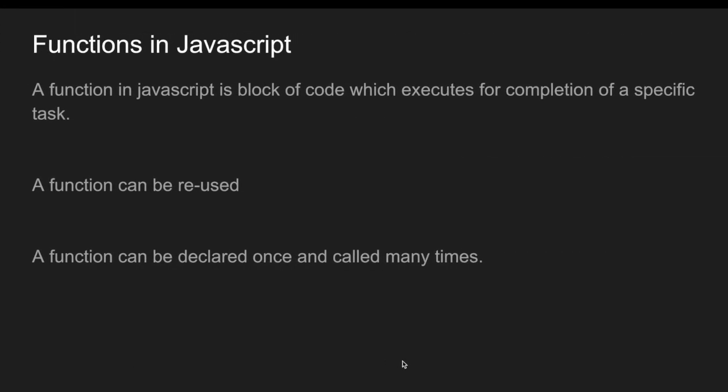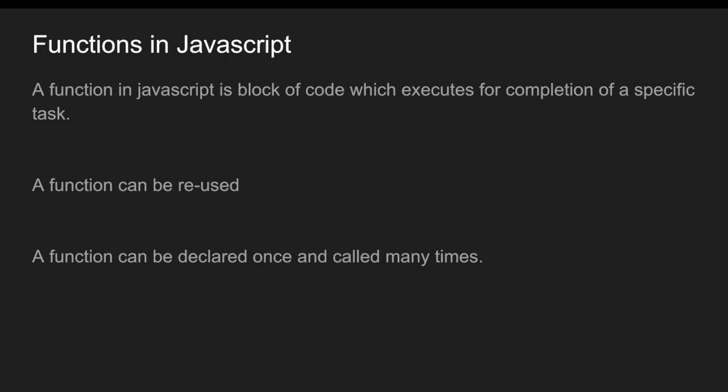A function is a JavaScript block of code which executes for the completion of a specific task. That means it has some statements, and each and every statement will be executed once that particular function is called. And a function can be reused. That means you write once and you can use many times. So that's how functions in JavaScript work. A function is something like doing a specific task. That's it. It is very simple to understand, doing a specific task.